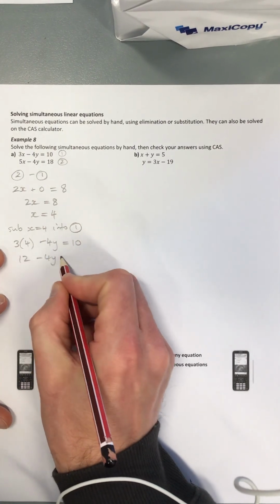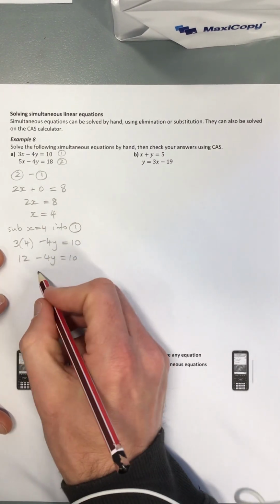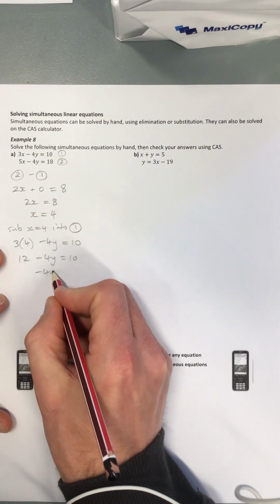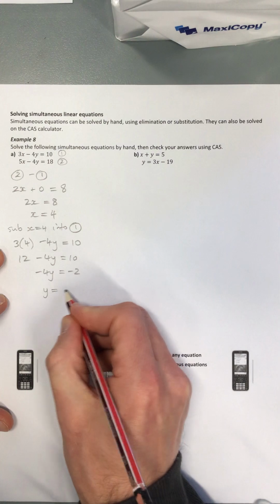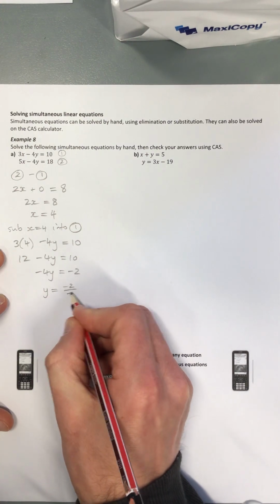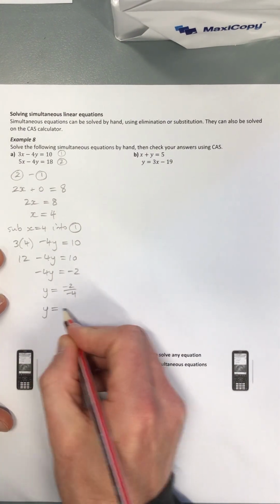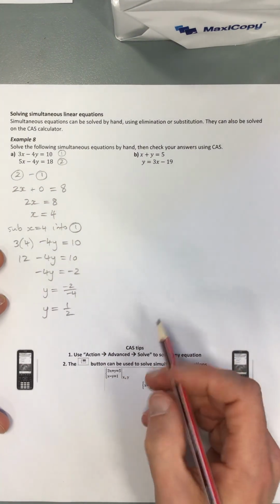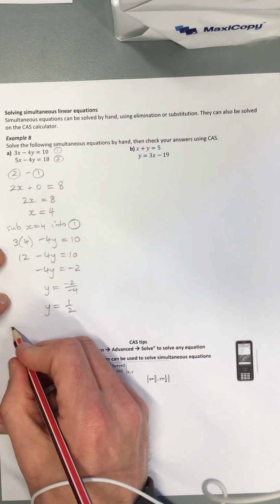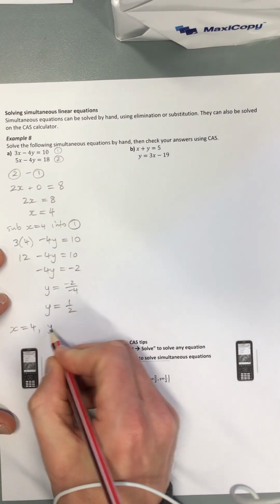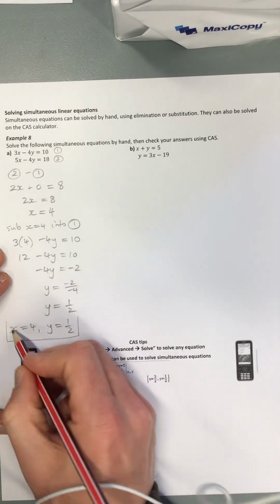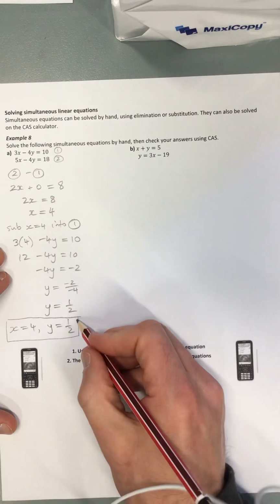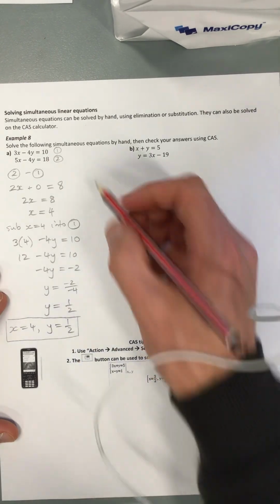12 take away 4y equals 10. If we take 12 from both sides, we get negative 4y equals negative 2. So therefore y equals negative 2 on negative 4, which is a half. So therefore our solution is x equals 4 and y equals a half. And just make sure, because it can potentially get a bit messy with simultaneous equations, that your final answer is nice and clear.